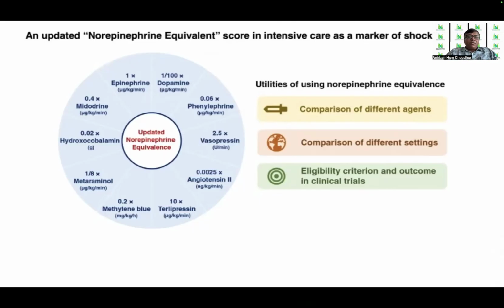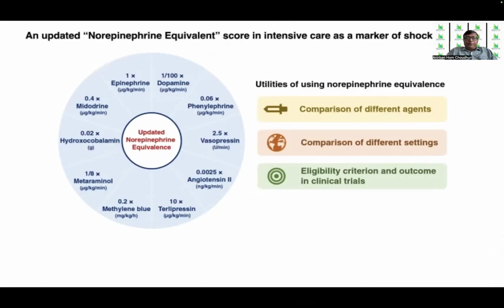For example, vasopressin is multiplied by 2.5, angiotensin 2 is multiplied by 0.0025, terlipressin multiplied by 10, methylene blue 0.2, etc. So all these drugs have a norepinephrine equivalent and the same can be calculated. Now, the important thing is to know what constitutes a high dose.